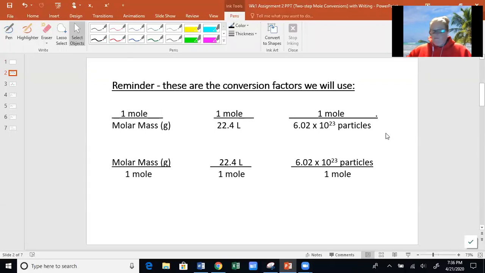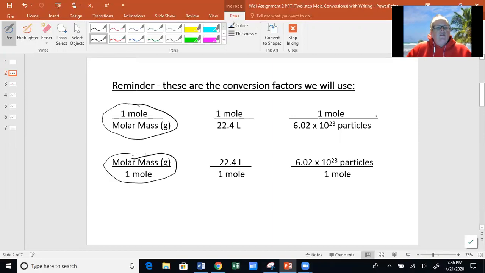So we could have 1 mole over the molar mass, or we could have molar mass over 1 mole. Since they equal one another, that's a fraction that is equivalent to 1. We know that 1 mole of any gas at standard temperature and pressure is 22.4 liters. So these are the 2 possible conversion factors that can be used with that equality.